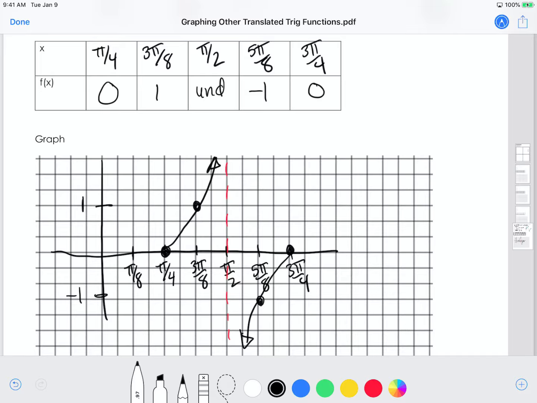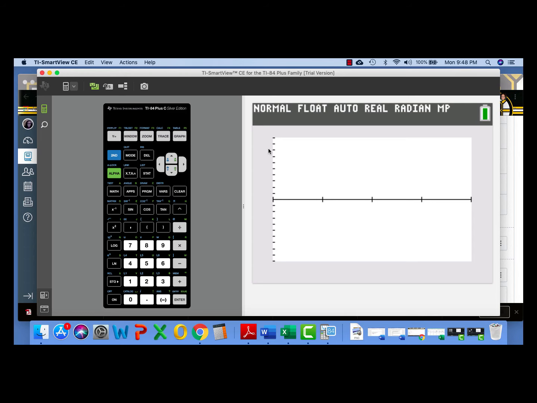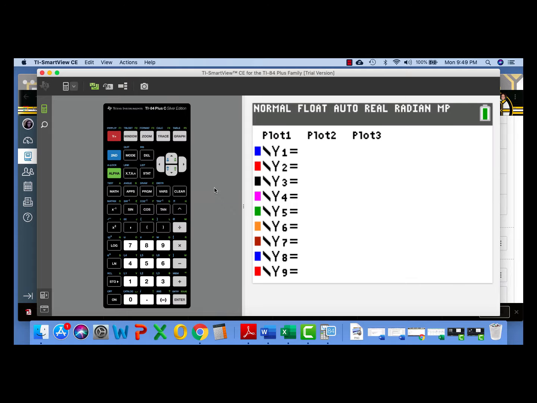And so now let's take a look at it on the calculator to make sure that we did this correctly. Okay, so let's put in our y equals. We'll put our equation in our y equals. And we do have a tangent button on our calculator, so I can just hit the tangent button and not have to worry about doing reciprocals. And this is going to be 2x minus pi/2, and then close parentheses.